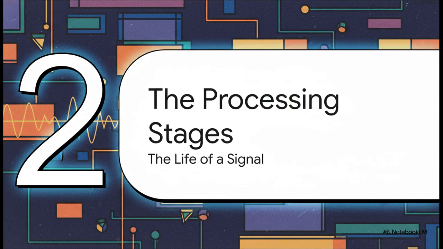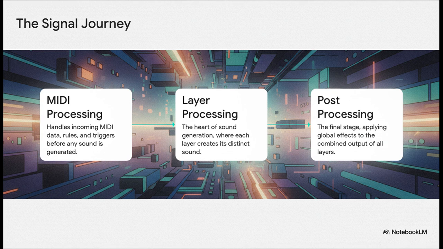Now, to really understand how Crescendo works, you've got to follow the life of a signal as it moves through the plugin. It's a journey, really, and it happens in three very distinct stages, from the instant you press a key on your keyboard to the final sound that hits your ears. And this journey has three key stops.